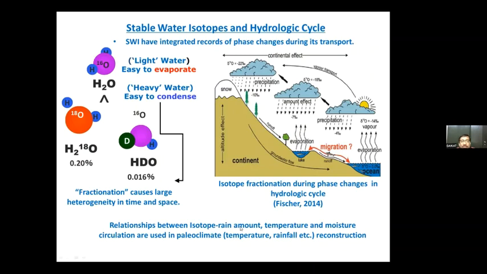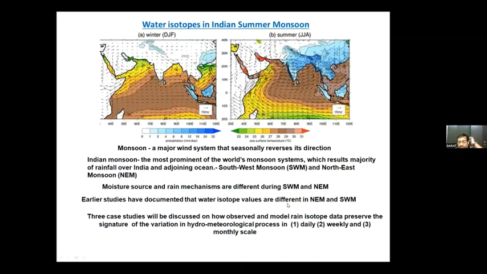The relationships of isotopes with rain amount, temperature or moisture circulation that we get from present-day water samples are used for paleoclimate reconstruction, mostly of temperature and rainfall. When we talk about rainfall, now we go to the Indian summer monsoon rainfall. Let us see what water isotopes in the Indian summer monsoon tell. Before going into that, what is the Indian summer monsoon, and why are water isotope studies of it so important?